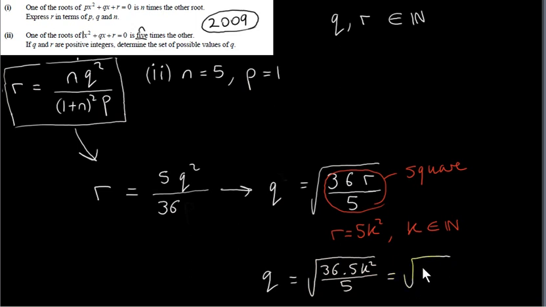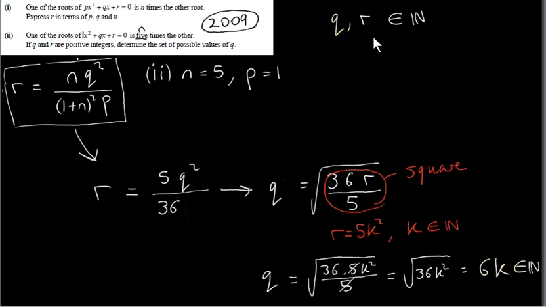So this will break down to root 36 times k squared, which is 6k. You see, we choose 5k squared so that the 5's will cancel. And then we're left with 36k squared inside the square root. But 36k squared is a perfect square. Its square root is 6k. 6k is an integer, because k is an integer. So q has the form 6 times k, where k is an integer.